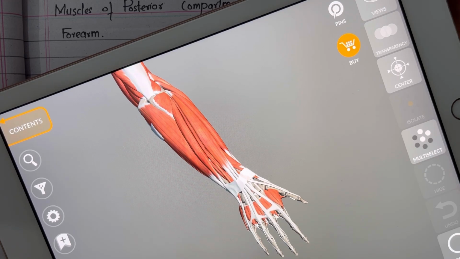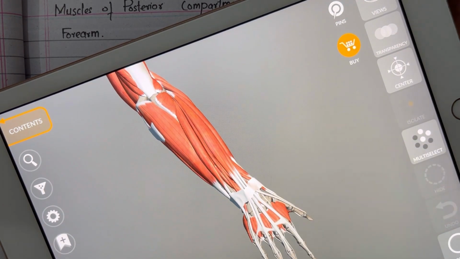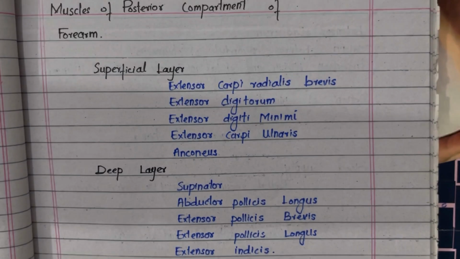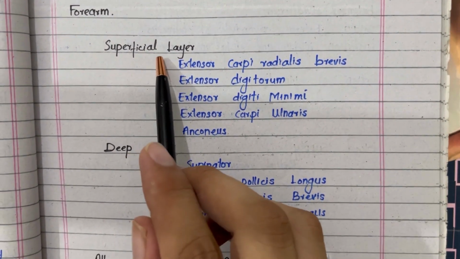Hello doctors, welcome back. In this video lecture, we will discuss the muscles of the posterior compartment of the forearm. Students, the muscles of the posterior compartment of the forearm are divided into two layers, the superficial layer and the deep layer.